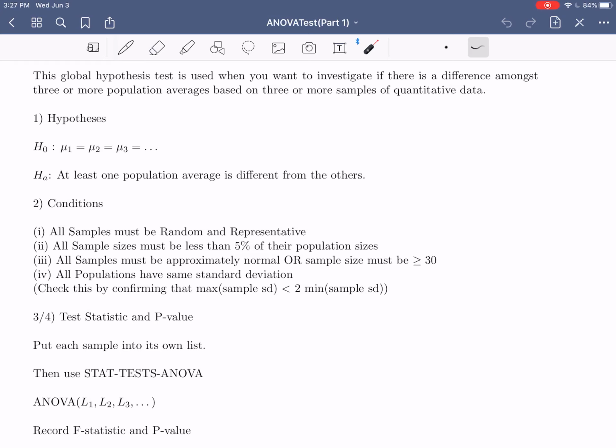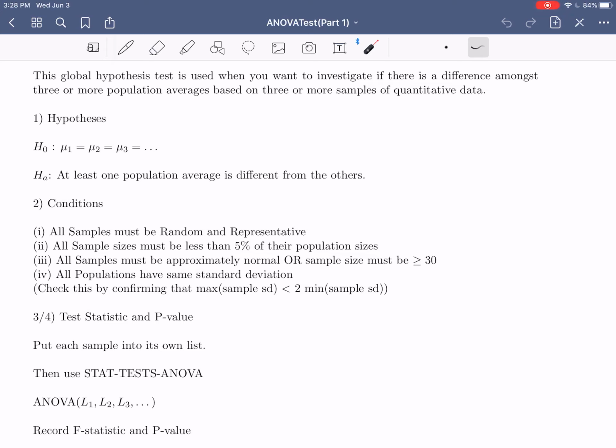And what we do is we check this 4th condition by confirming that the largest of the sample standard deviations, the maximum of the sample standard deviations, is smaller than 2 times the minimum of the sample standard deviations. So in other words, what we're doing in condition 4 is we're making sure that the smallest sample standard deviation isn't that much smaller than the largest one, which if all the sample standard deviations are reasonably close to each other, it's reasonable then to say that all the population standard deviations are close to each other.